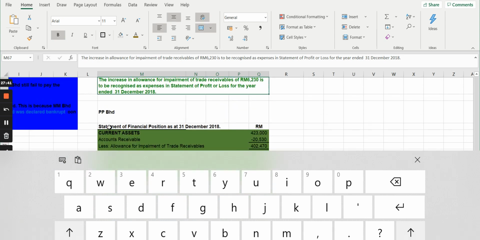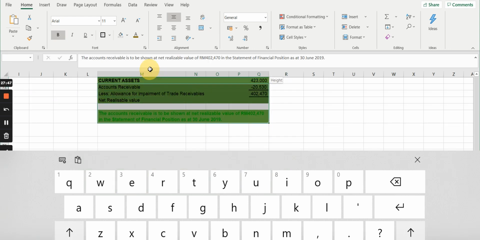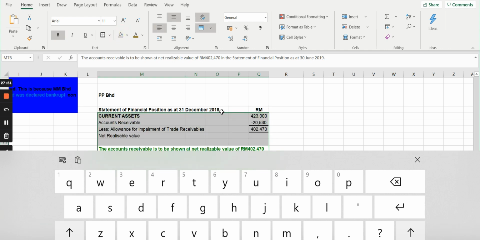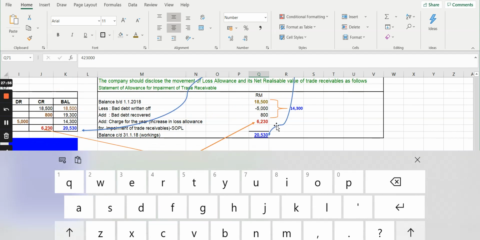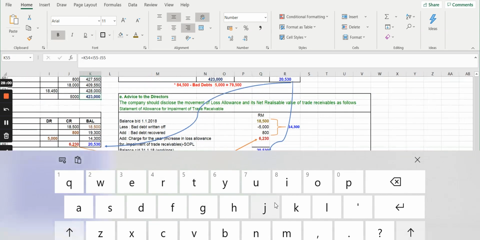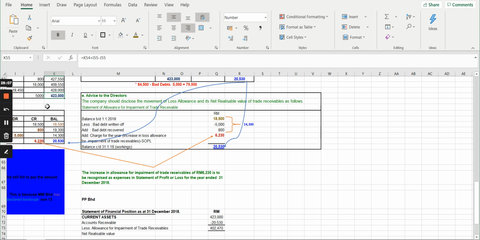And lastly is on the net realizable value of PP, right? Net realizable value of PP. I just open up this for you. And that was going to be account receivable 423, which is the figure here, coming from your trade receivable balance 423.